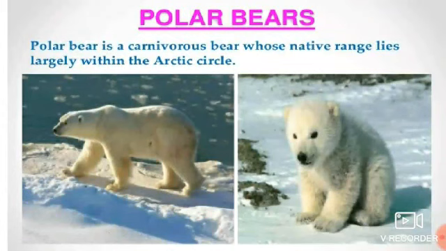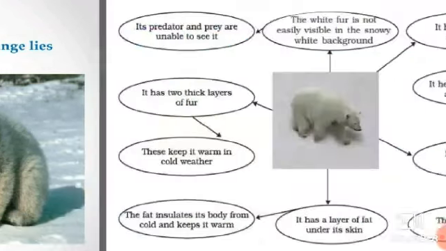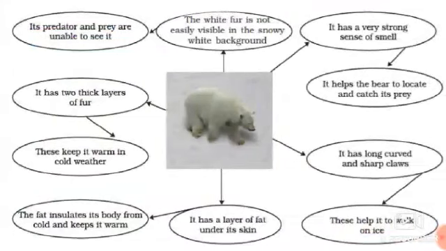Polar bears. The polar bear is a carnivorous bear whose native range lies largely within the Arctic Circle. Here on the screen, there are some adaptations that are found in polar bears. The outermost covering, the white fur. The white fur is not easily visible against the snowy white background. Its predator and prey are unable to see it because of the white fur.